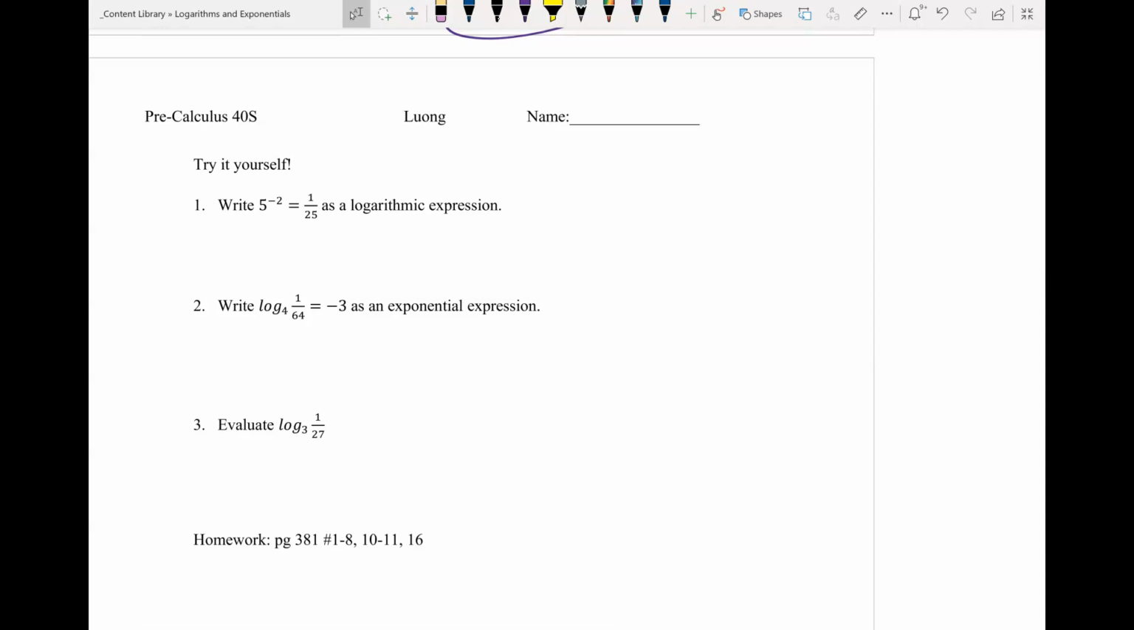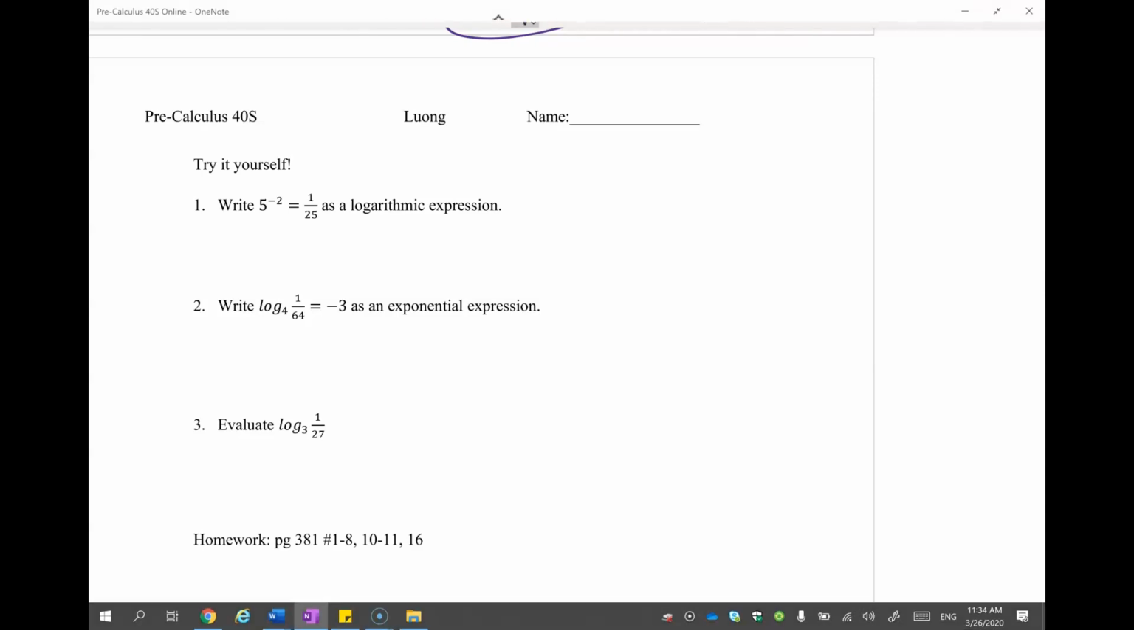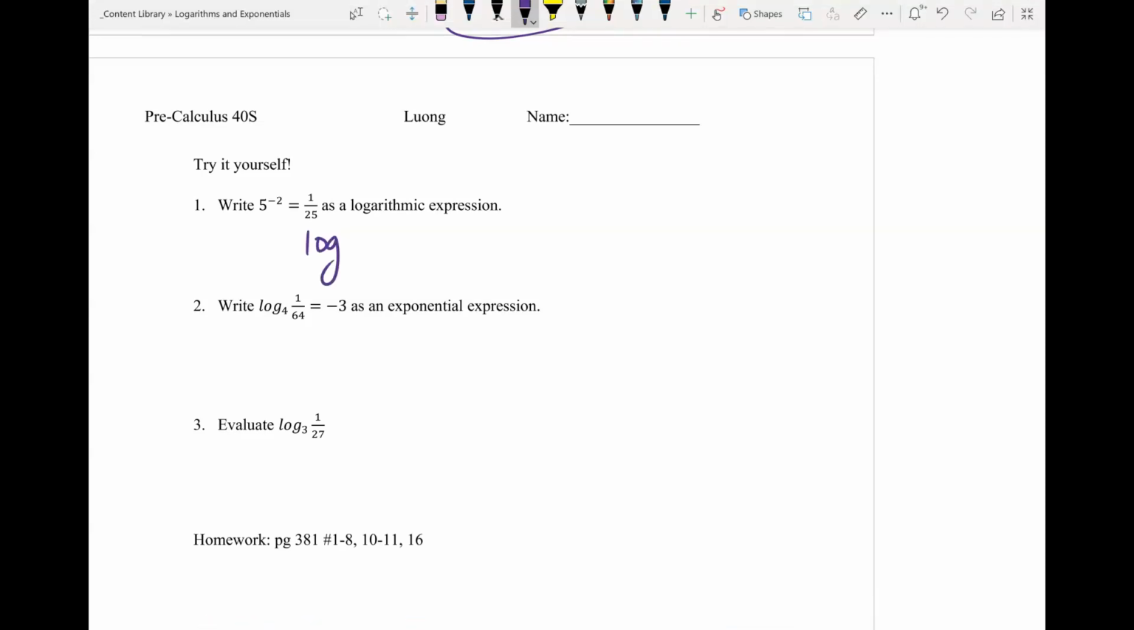All right, so for this one, we want to change it into a logarithmic expression. Our base is the subscript with our log, which is 5. Our answer is 1 over 25, and our exponent is -2. Now changing our log form into exponential form, our base is 4, our exponent is -3, and our answer is 1 over 64.